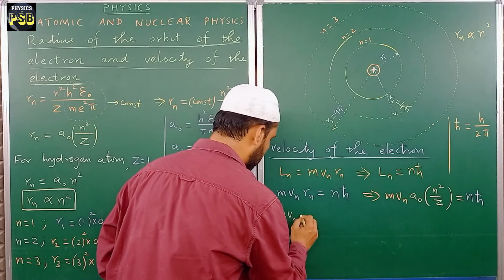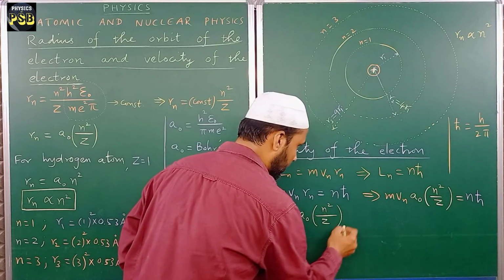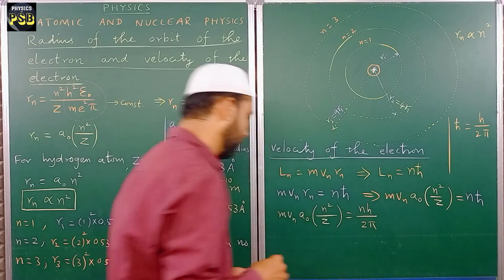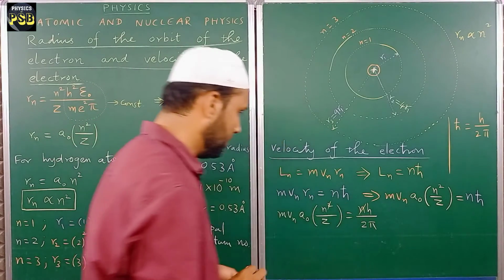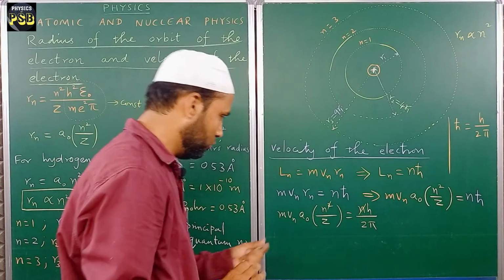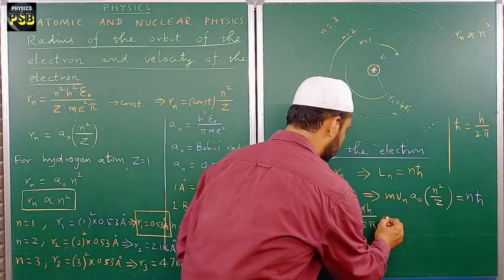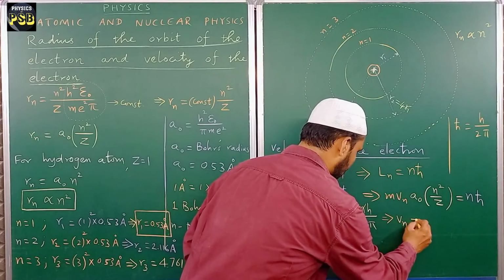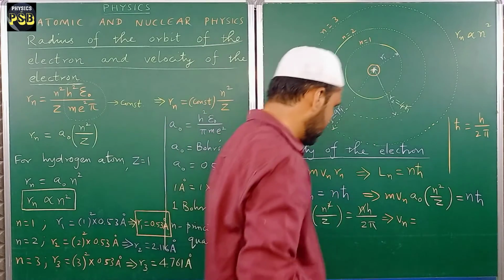mvn a naught n square z n h upon 2 pi. This is what I obtain. Here this n and this get cancelled. Here my aim is to get the value of Vn. So what I'll do, I'll keep Vn here, remaining terms are taken that side. I keep Vn this side, the remaining terms are taken to the other side.